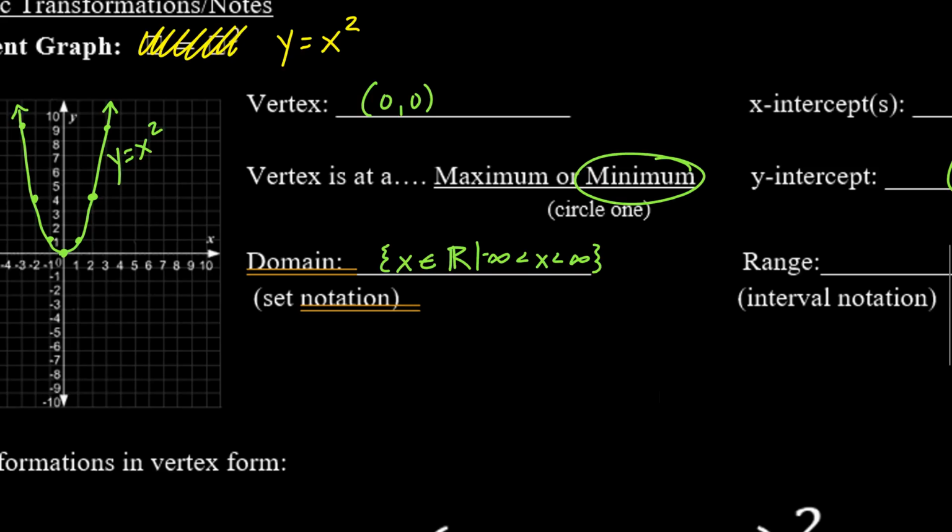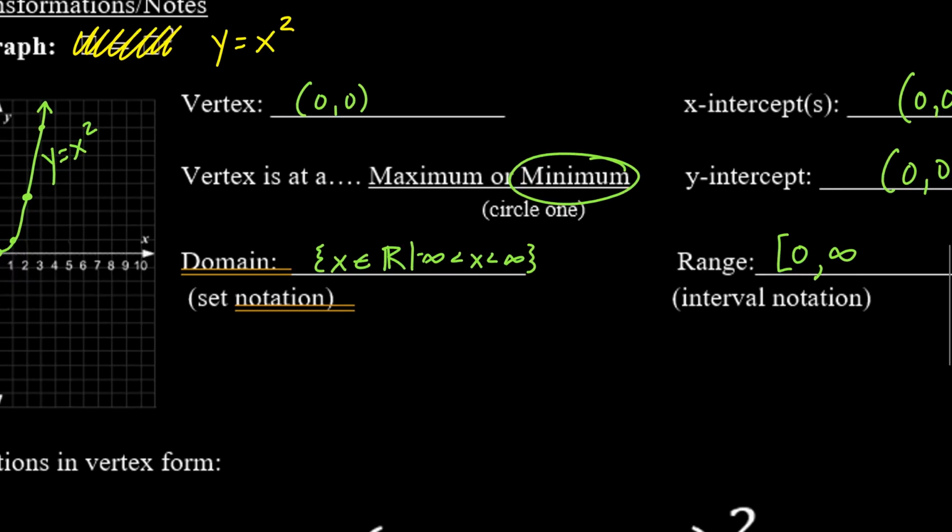Range. What is our least value on this y-axis? Is it touching 0? So what do I put? Bracket. And 0. And then what is my highest y value? It keeps on going up forever, so it's infinite. And what do I put? Parenthesis or bracket? Right, because you can never actually touch. You can never actually be infinity.